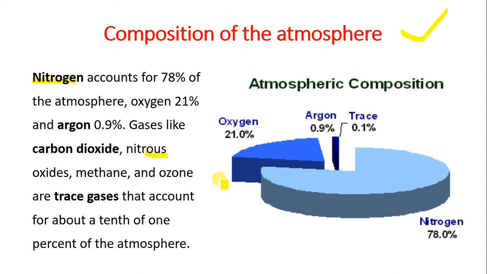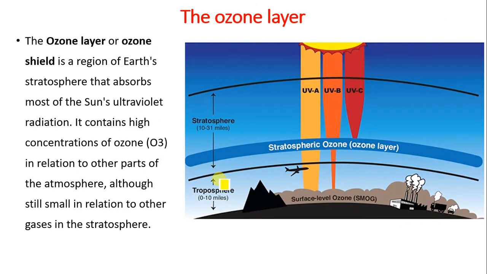1/10 of 1%, sorry, of the atmosphere. So that is the composition of the atmosphere. If you are asked about a pie chart, you should know that it's made up of 78% nitrogen, 21% oxygen. We have argon, and we have 0.02 to 0.03% carbon dioxide.